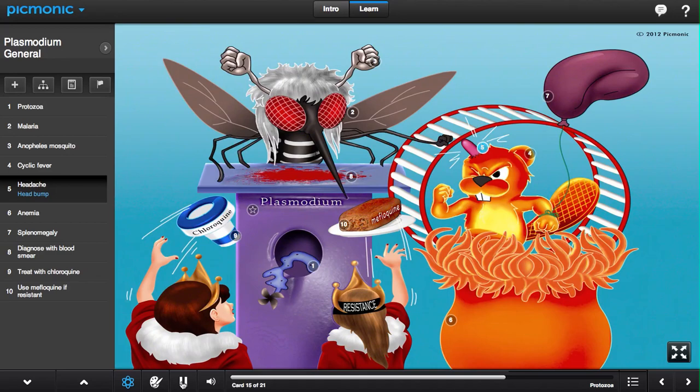Other common symptoms include headache, shown by the fever beaver getting hit in the head causing a head bump, anemia, portrayed by the anemone, as well as splenomegaly, shown by the spleen-shaped balloon.